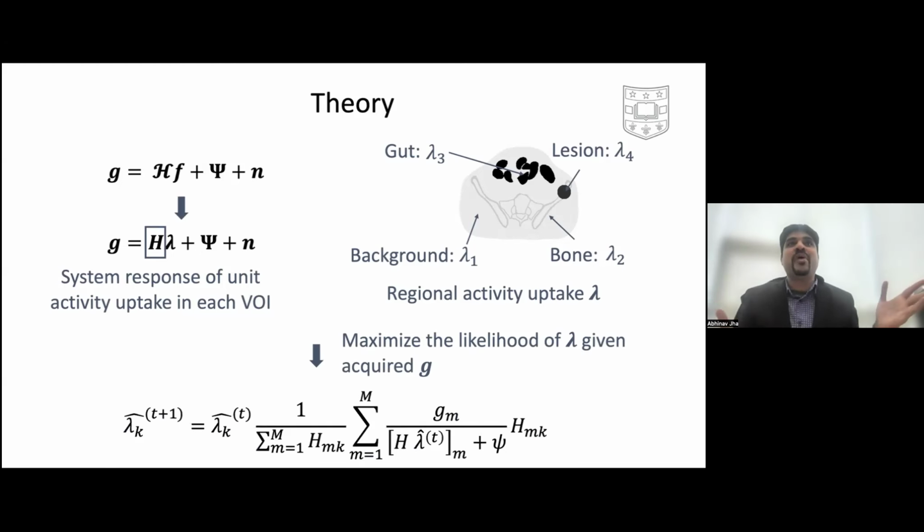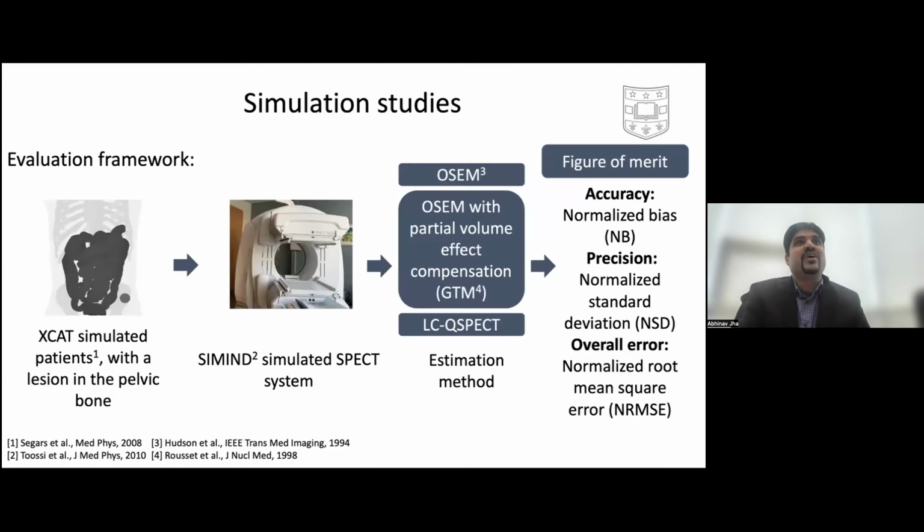And then what we do, we maximize the likelihood of lambda given this acquired data, and that gives us an iterative equation. Using the iterative equation, we are able to estimate the activity values in different regions of interest directly from the projection data. I'm going through this a little bit quickly because I know all of you are excited to see the results. But if you have any questions, feel free to stop me, and I would be happy to answer.